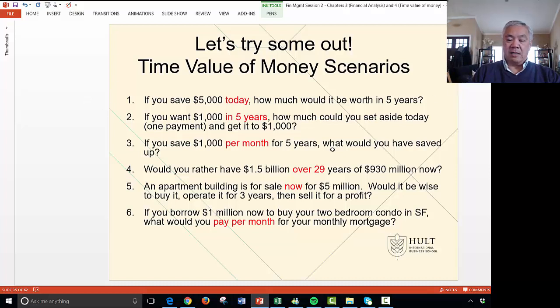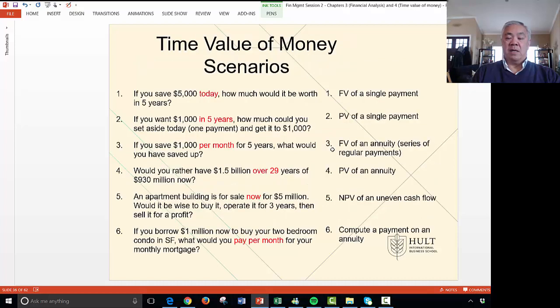So the first thing we should look at is what is going on here. And so in our new language, we see that the first scenario is a future value of a single payment. So we have a dollar amount today, and we're going out to 5 years. Second, it's the present value of a single payment. So the single payment is $1,000, but that's in 5 years. You want to bring it back to today. What is it worth today? Namely, present value. Third is a future value of an annuity. So that means we save and put away $1,000 per month for 5 years. What is the future value that's accumulated after the 5 years?